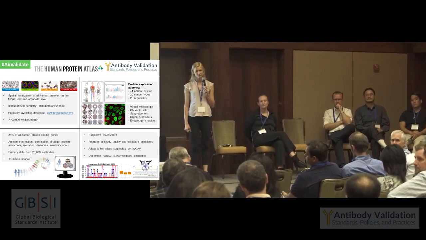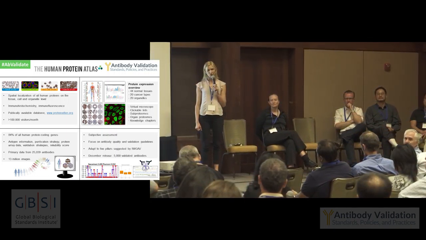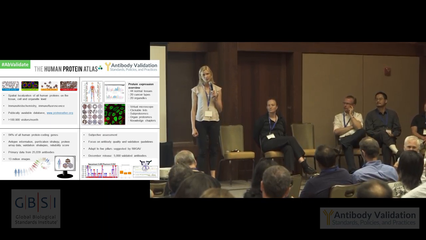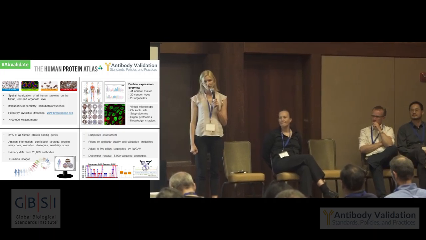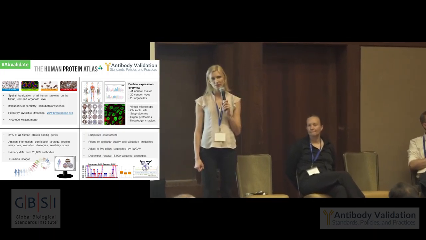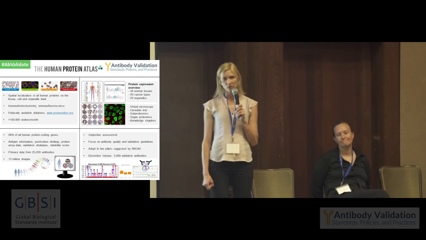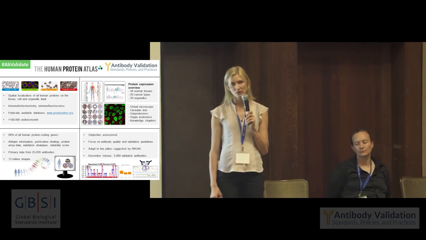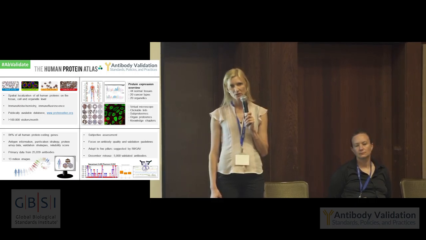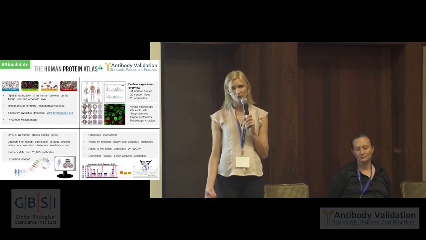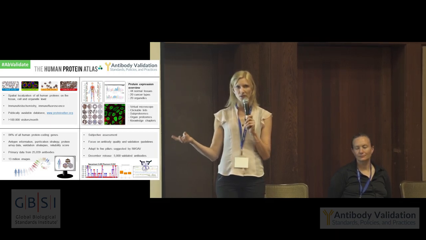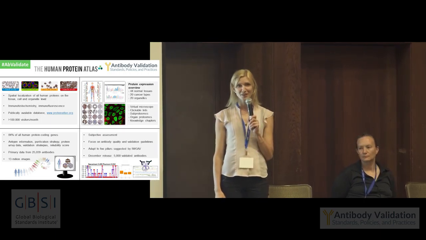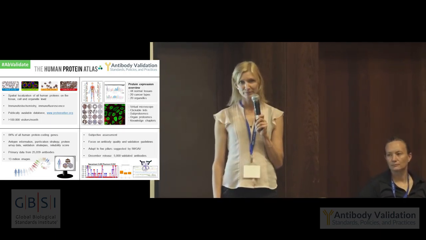How do you deal with splice variation? We generate antibodies towards one major isoform of each protein, but of course there can be different splice variants. We haven't looked much into that yet, but we're planning for the future also to get more of that information. But of course, if we have independent antibodies and they go towards different isoforms, then we cannot expect them to be similar in the staining pattern.